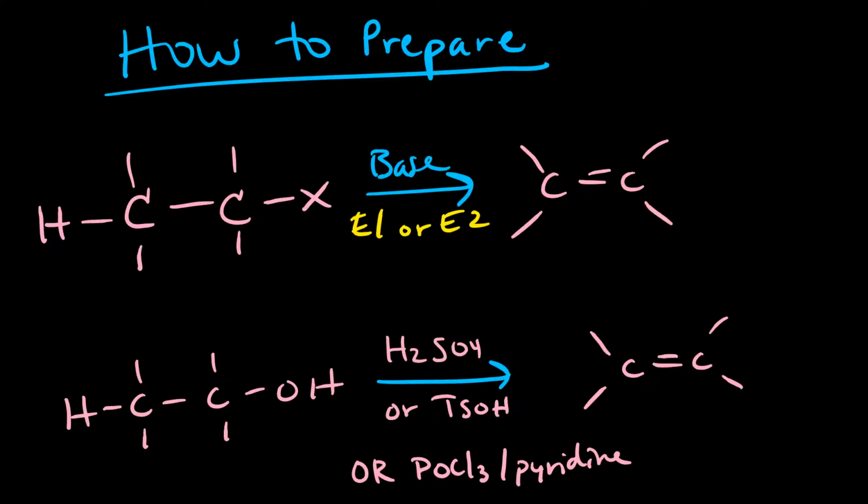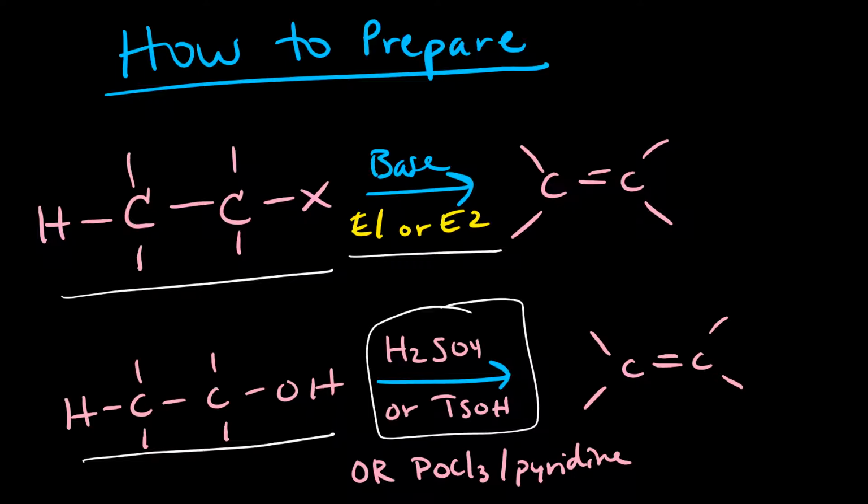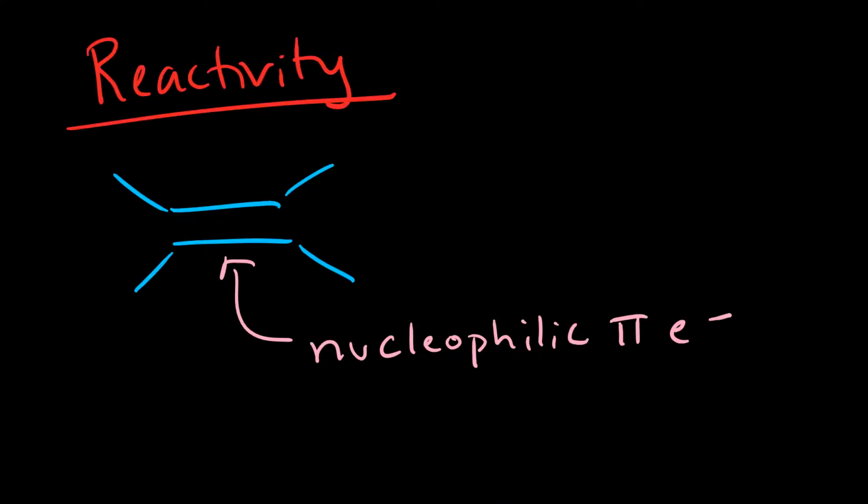You know how to make alkenes now, two different ways. Both are eliminations, but one's from an alkyl halide via E1 or E2, and one's from an alcohol via E1 or E2, and that's either under acidic conditions or using POCl3 and pyridine. In terms of the reactivity, alkenes obviously have pi electrons, and so those are nucleophilic, and the reactions that we're going to start looking at are going to be those pi electrons attacking some electrophilic species.